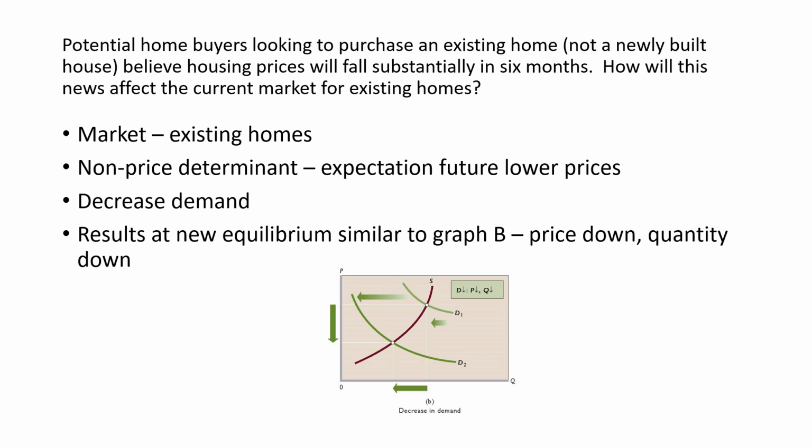At the new equilibrium, what happens? Leftward shift of demand from D1 to D2. The new equilibrium, price of homes down, quantity of homes bought and sold down as well.